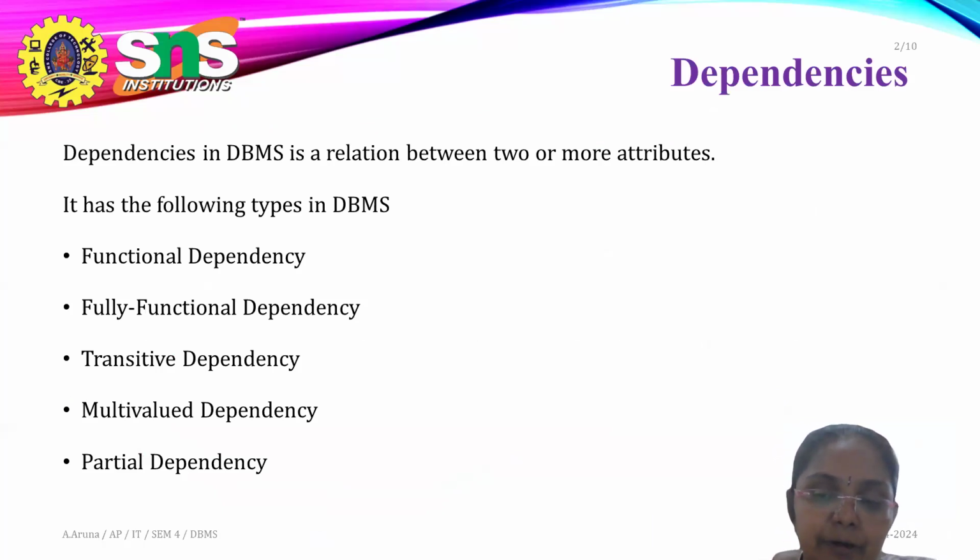Dependency, according to the database management system, is a relationship between two or more attributes. Based on the relationship only, we can identify the dependent. This dependency can be classified into 5 types: fully functional dependencies, functional dependencies, transitive dependencies, multi-value dependencies, and partial dependencies. The bottom 4, we're going to study under the normal form. Today we're going to see functional dependency.